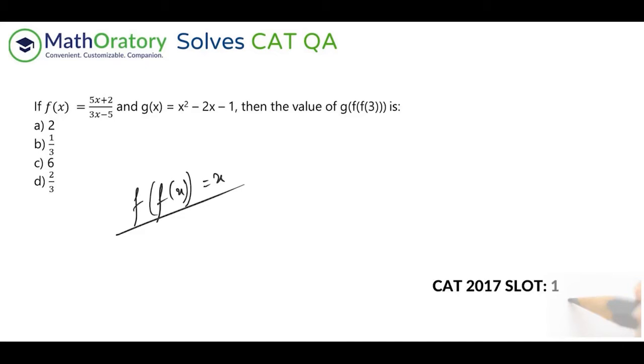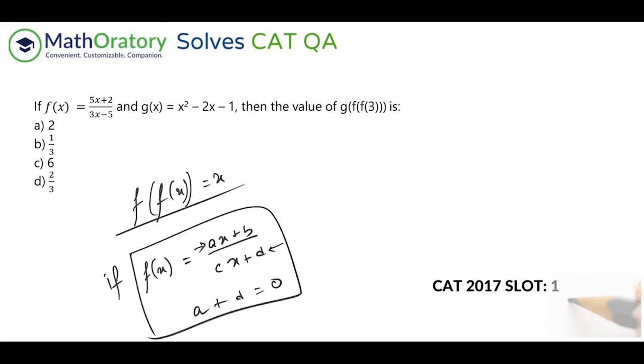I'll just mention this once for those who do not know this. For any function of this form, a linear by linear form, the coefficient of x in the numerator and the constant term in the denominator, only these two matter. If these two add up to zero, then this happens. Not only this happens, this is as good as this as well. So f of x is the same as f inverse x.